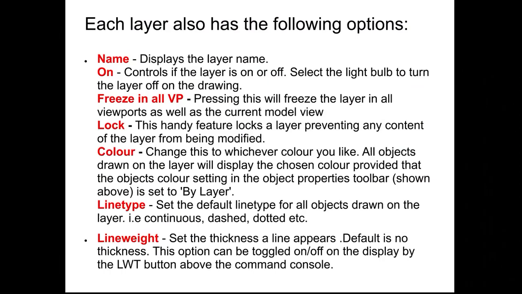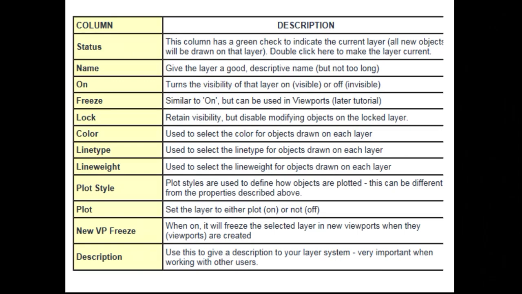Color. You can change this to whichever color you like. All objects drawn on the layer will display the chosen color provided that the object's color setting in the Object Properties toolbar is set to ByLayer. The line type will set the line type for the objects, for example, continuous, dashed, dotted, and so on. And you can even change the line width using lineweight to set the thickness of a line. This table here also summarizes what I have discussed before.